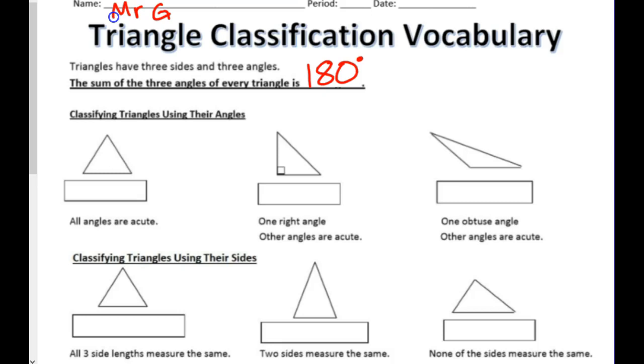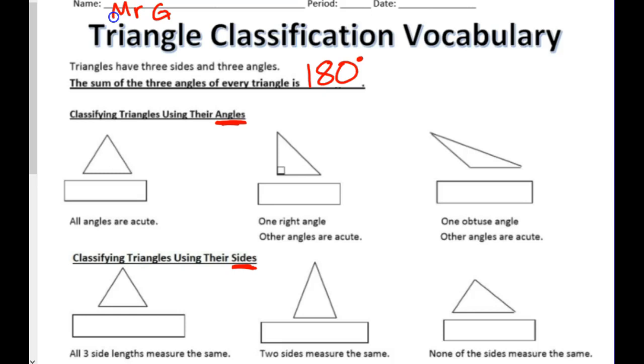So let's say it again. The sum of the 3 angles of every triangle is 180 degrees. Okay? Now there's always 2 ways to classify a triangle. So this first row you can classify by the angles, or the second row you can classify triangles by their sides. So let's talk about this first one. Classifying triangles by their angles.